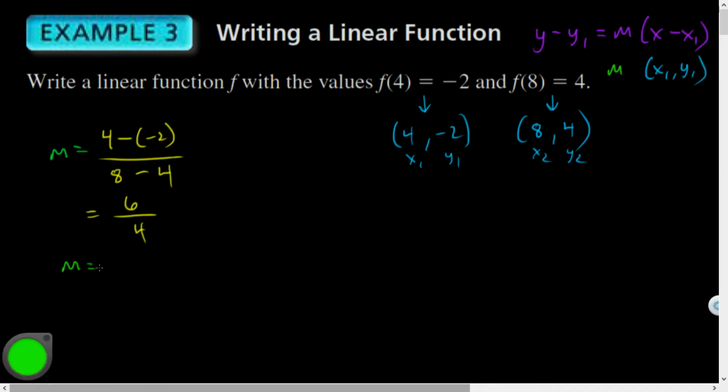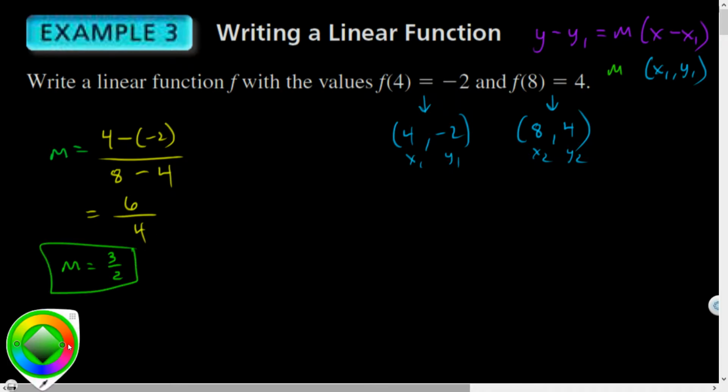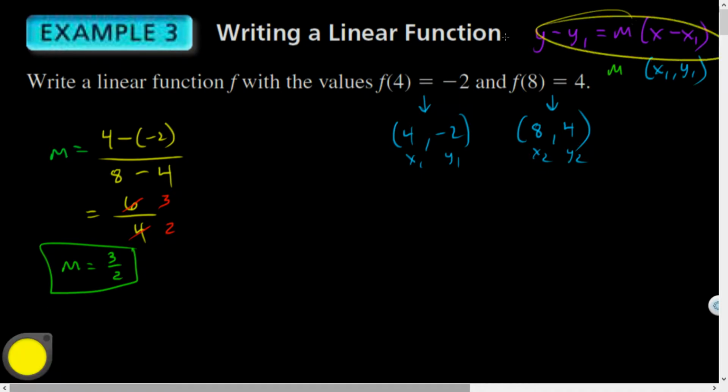And m equals 3/2. How did you reduce that? Yeah, so what number goes into 6 and 4? It's 2. 2 goes into 6 3 times and into 4 twice. Yep, good. So here's my slope, and now let's write our equation in point-slope form.